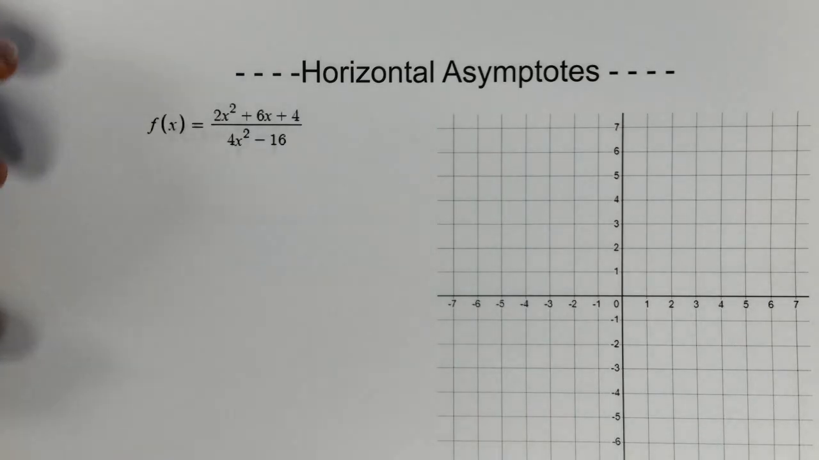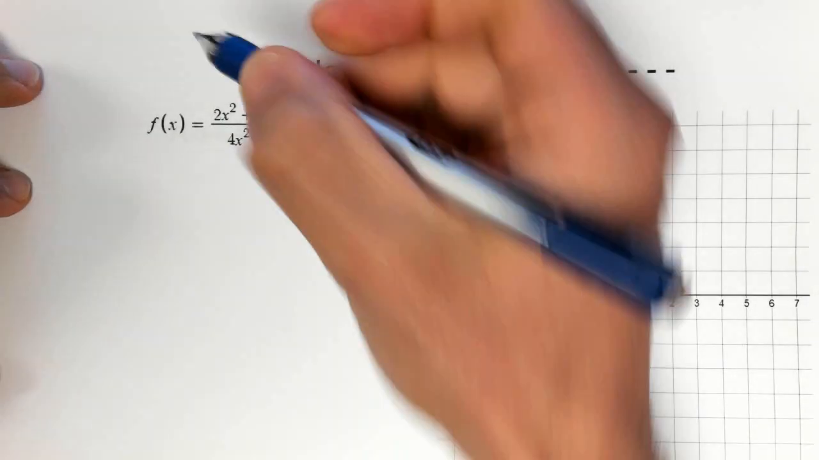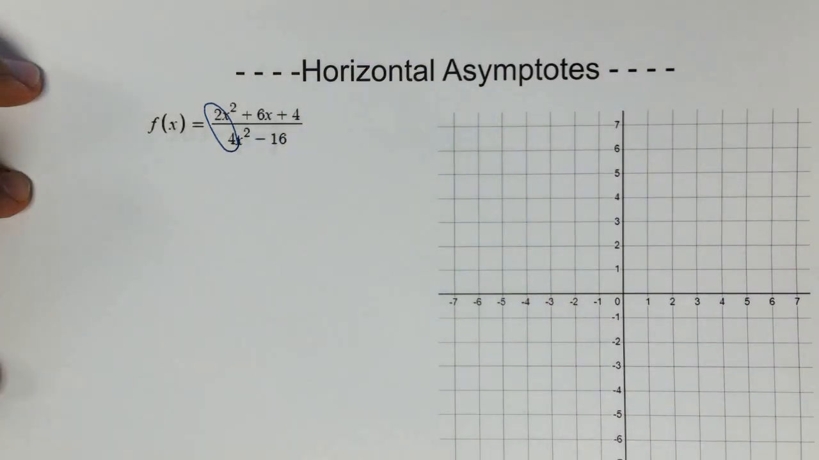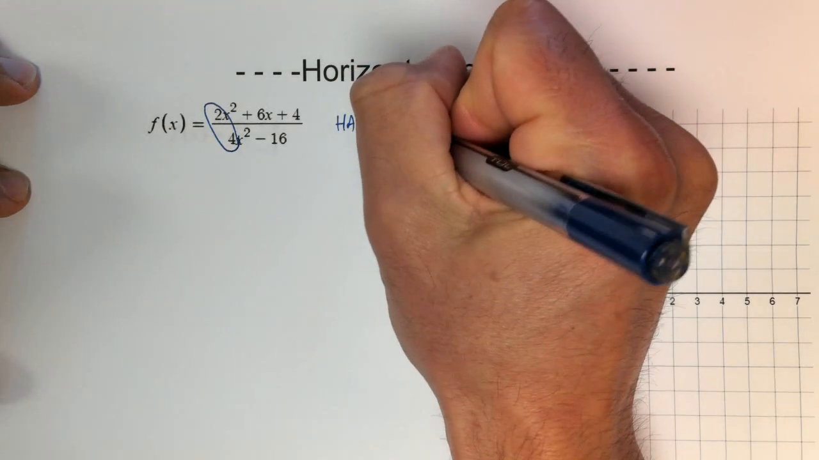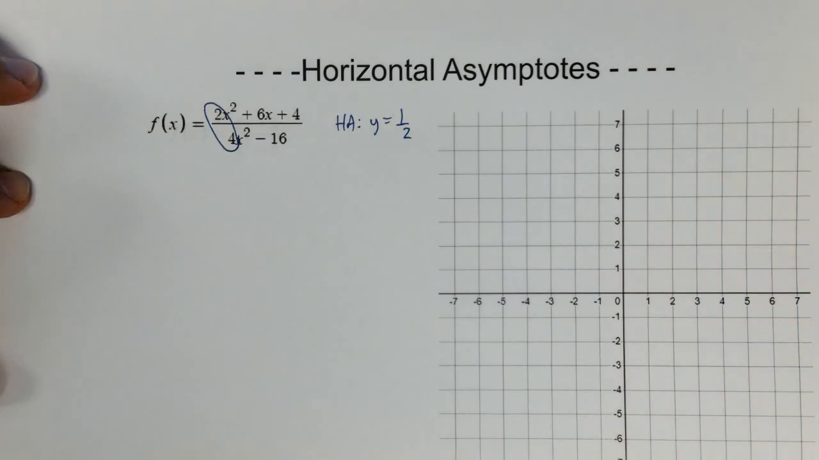Now notice how the top exponent matches the bottom exponent. We're going to use the ratio of the coefficients. Now, it's safe to say that I can do this right now and find the horizontal asymptote at y equals 2 divided by 4, which is 1/2, the ratio of the coefficients.